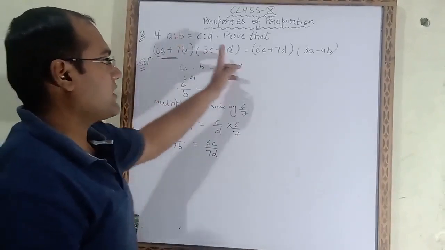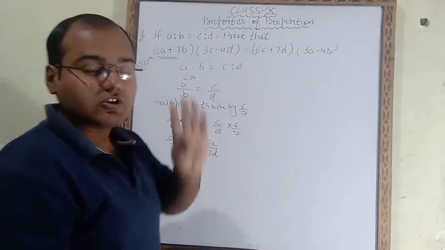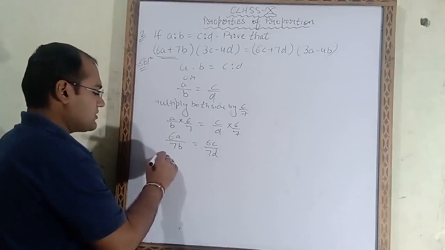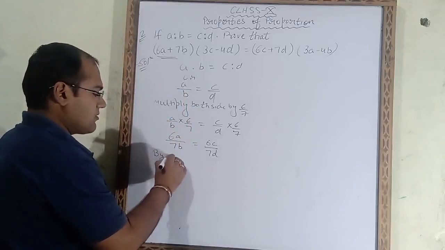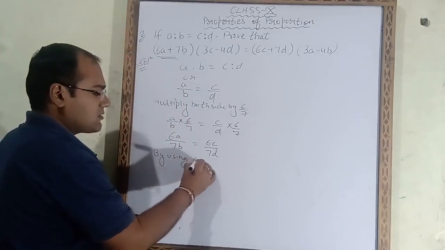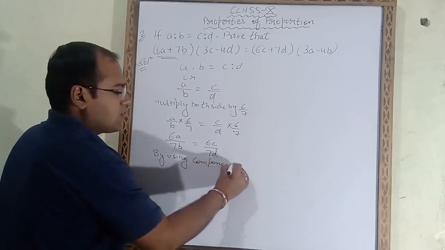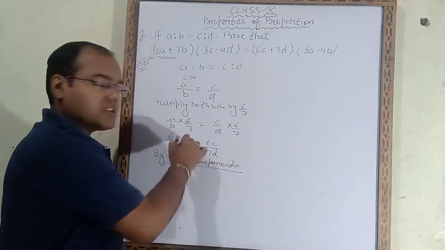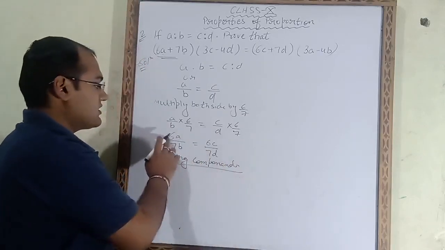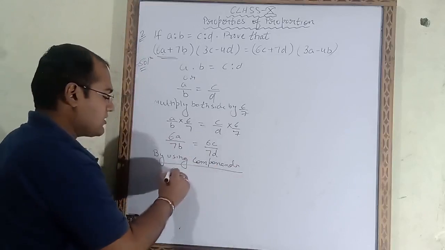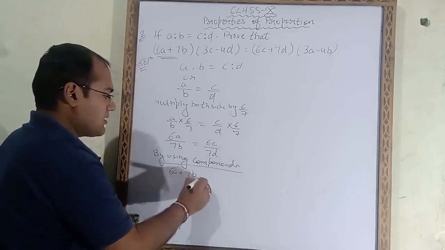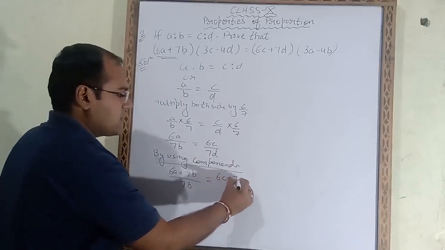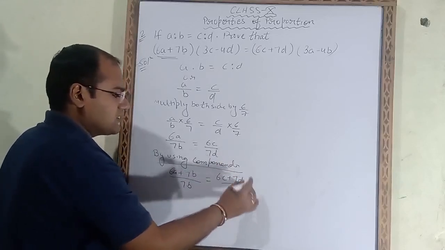6a plus 7b we are getting, but 6a minus 7b is not coming. So what will we do? We will use the componendo property. In componendo, we have to add both the terms in the numerator. So 6a and 7b we add in the numerator. This becomes (6a plus 7b) upon 7b, with 7b remaining as it is. Here it becomes (6c plus 7d) upon 7d, with 7d remaining as it is.